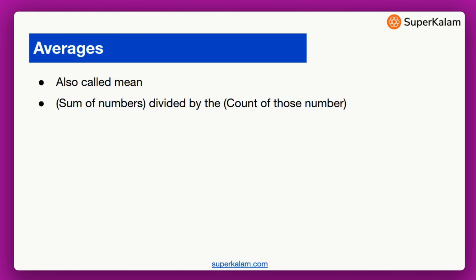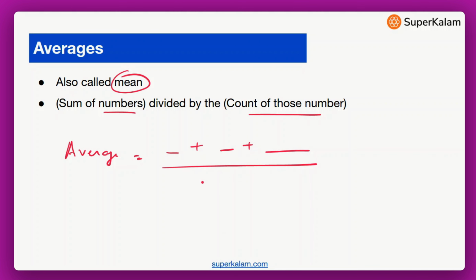So what is average? We also call it mean. Some questions will call it mean, some will call it average. Average is the sum of numbers divided by the count of the numbers. So if we are taking an average of, let's say, three numbers, we have to sum those numbers, and then we have to divide by the count of those numbers. Here the count is 3: 1, 2 and 3, correct? So this will be the average.